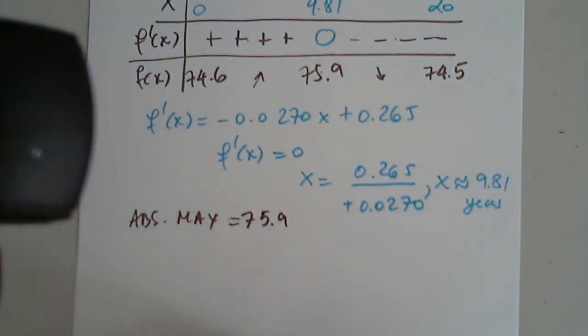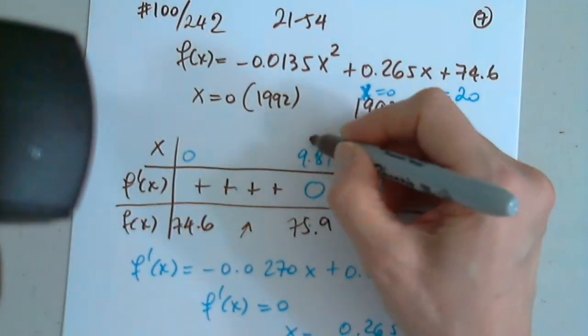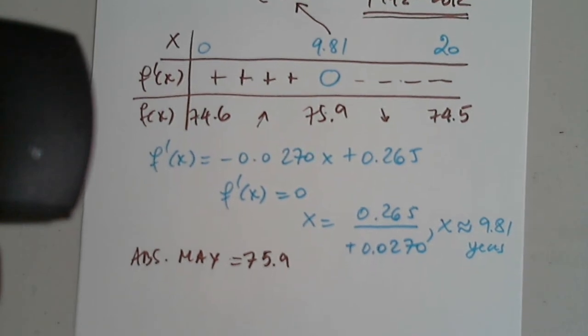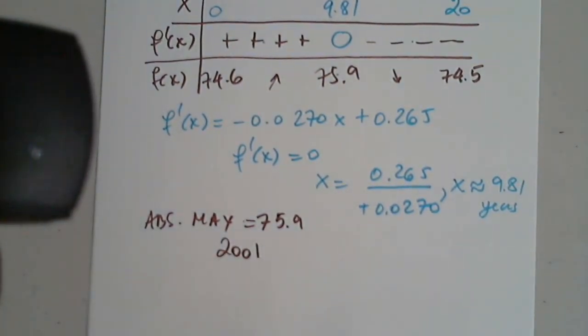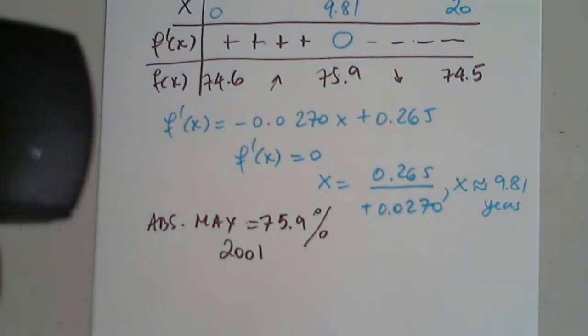5.9. 9.81. No, you have to add this to 1992. So roughly in 2001. That'll be the absolute max. And that is percentage. Never leave the answer without a measurement unit, please.